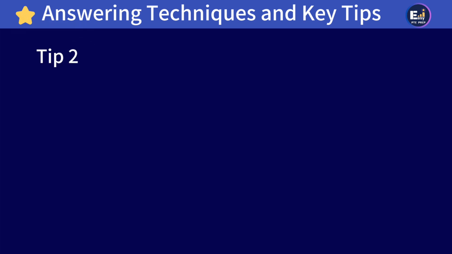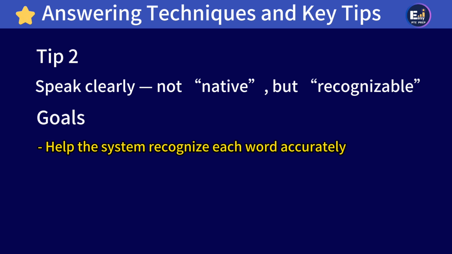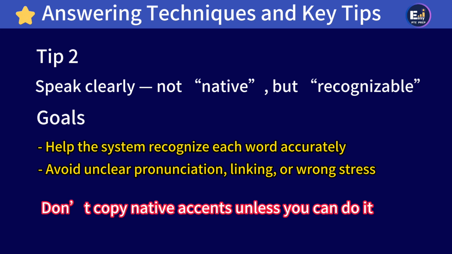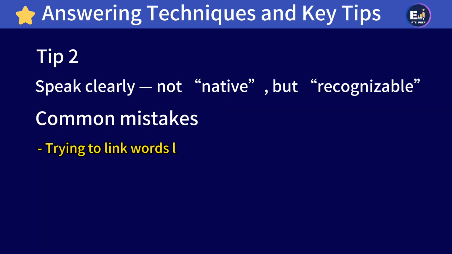So the tip 2 is, speak clearly, not native, but recognizable. The goals are, help the system recognize each word accurately. Avoid unclear pronunciation, linking, or wrong stress. Don't copy native accents unless you can do it perfectly. Here are the common mistakes many students make.